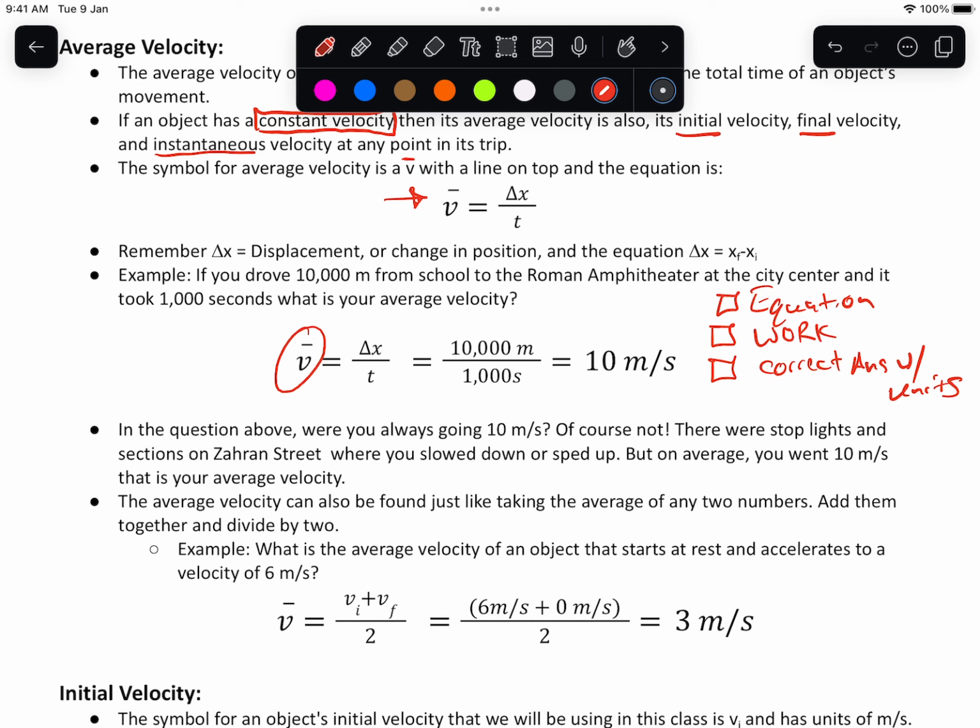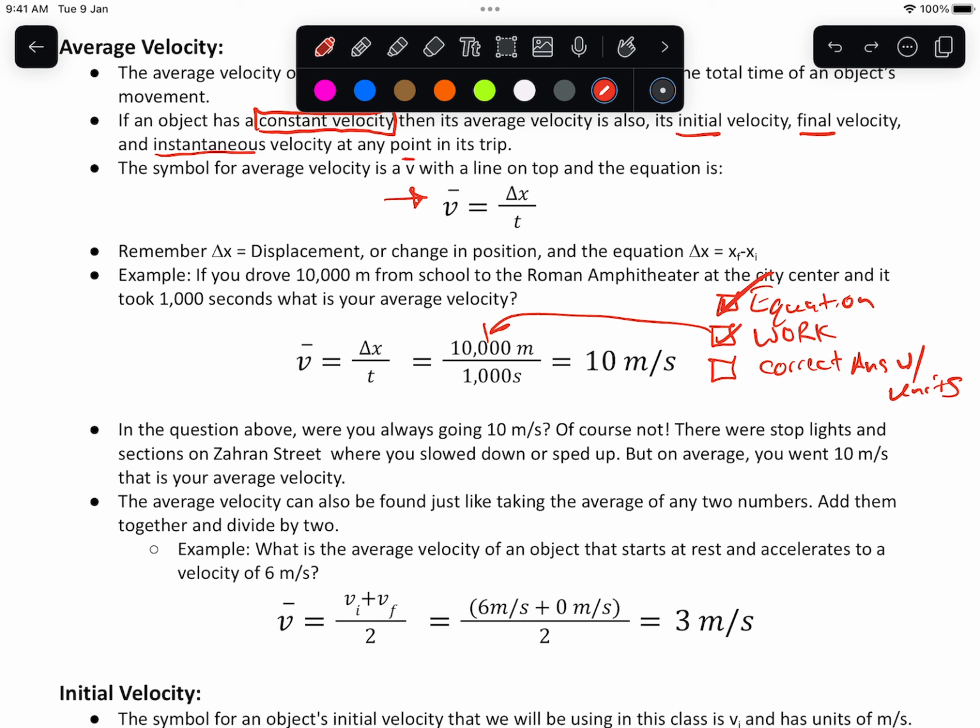Well, my average velocity is going to be my change in x over t, so my displacement over time. That's 10,000 meters over 1,000 seconds, 10 meters per second. Easy. And look, I showed my equation. I showed my working, which is this section right here. And I showed my correct answer with units. These are the units right there.